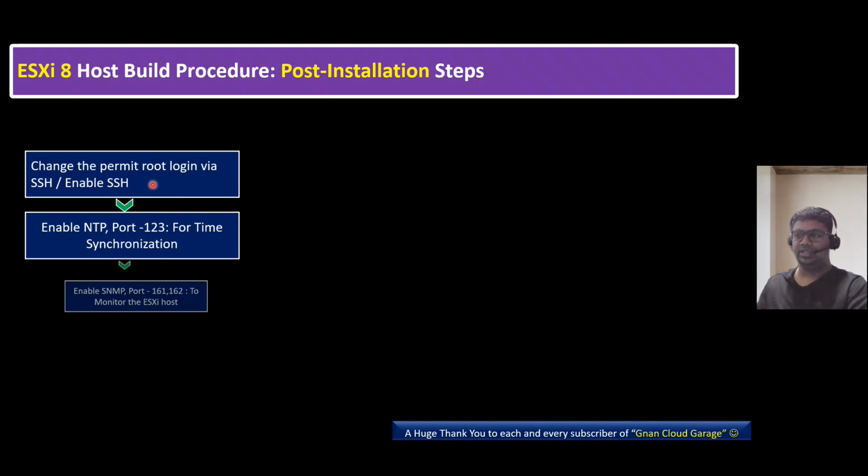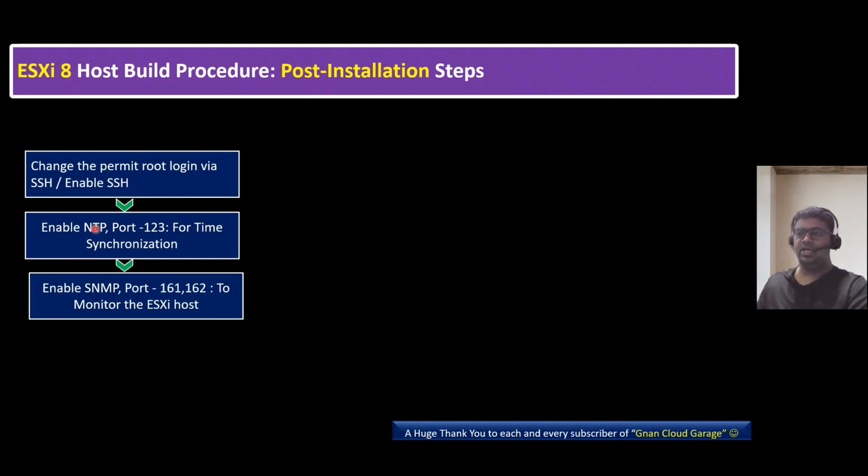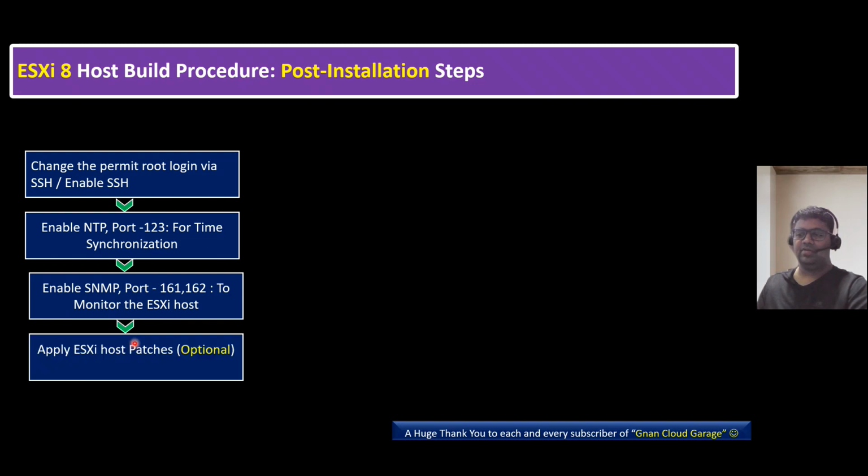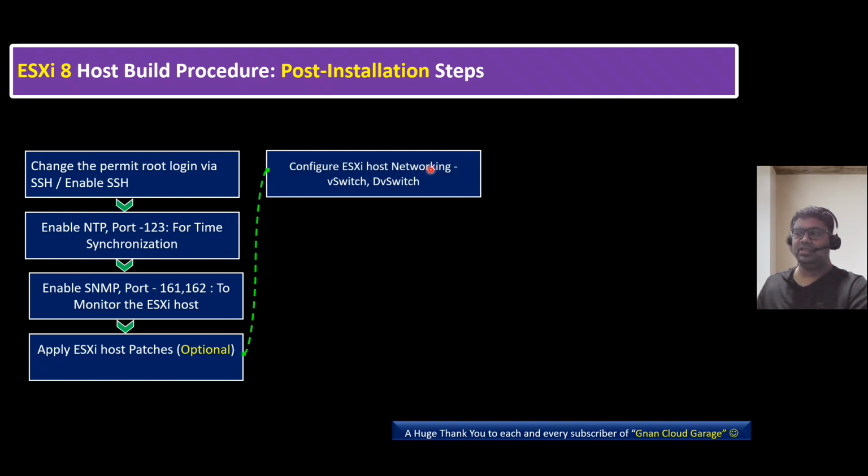We have to enable SSH for command line access and enable NTP for time synchronization. Port number is 123. Enable SNMP to monitor the ESXi host, and we can apply the ESXi host patches. That is optional, but patching and all I will cover in another session, because some of our friends already asked for update and upgrade videos, so I will do it in later sessions. And configure ESXi host networking, vSwitch and DVSwitch. It's almost the same as ESXi 7.0, but whatever new enhancements are included in 8.0, I will discuss separately.